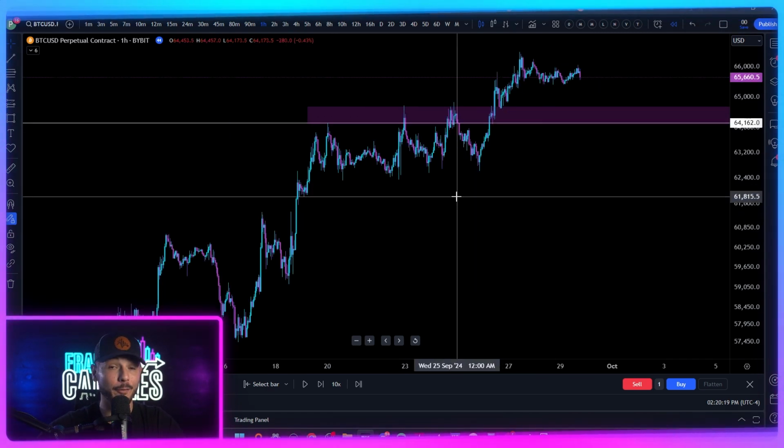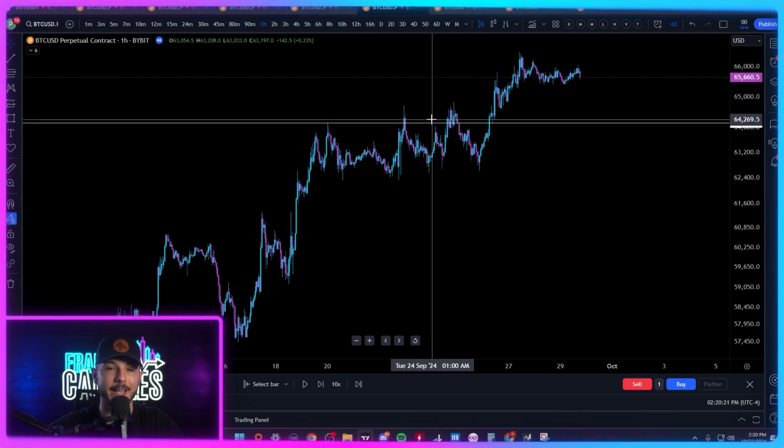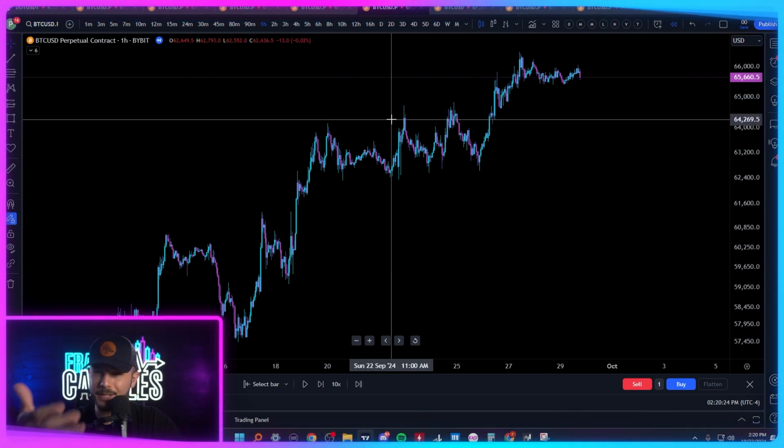Now, for me personally, guys, I don't necessarily just like looking randomly to the left to find previous levels of support and resistance. That is definitely something you can do, but I like to use certain tools to help me out. I'm going to go over that in just a few minutes, the exact tools that I like to use to find those real strong levels of support and resistance.